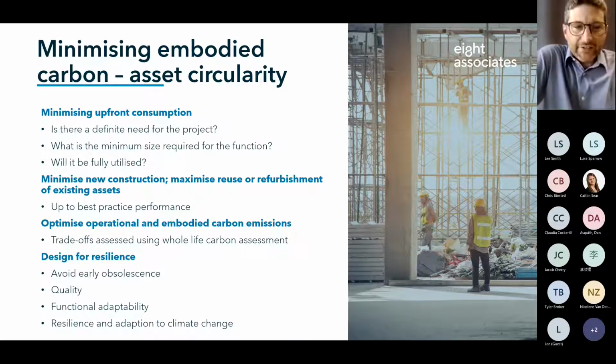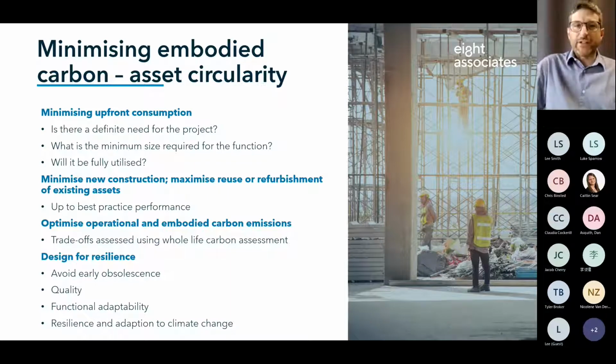And then the last section there is designing for resilience, and this is more of a longer term consideration. You're looking to avoid early obsolescence. You don't want to emit all this carbon for a building that is going to be obsolete far too quickly. That might be because the quality wasn't there, so the materials are starting to fail, or the architecture wasn't good enough quality, so it's decided the building needs to go.